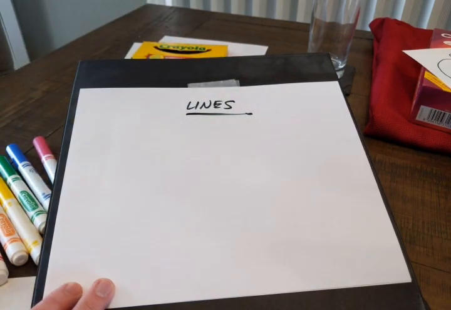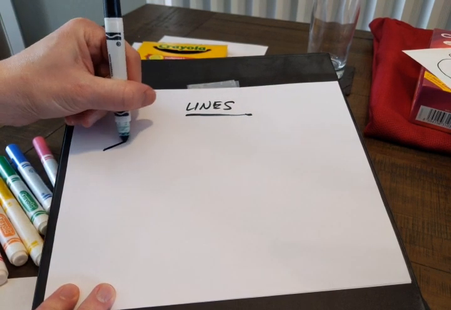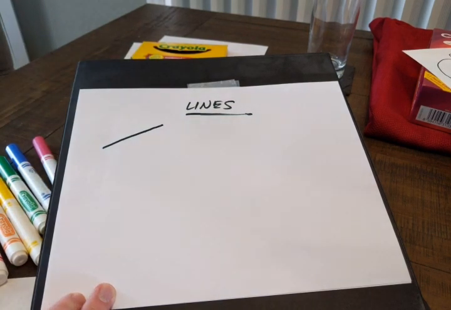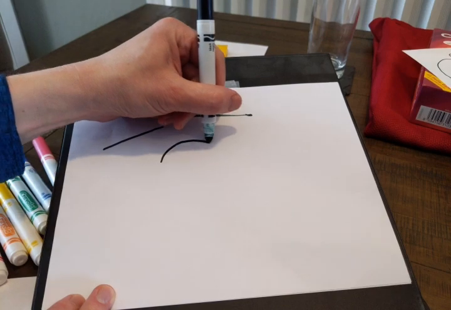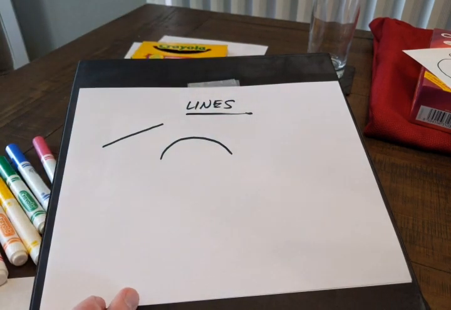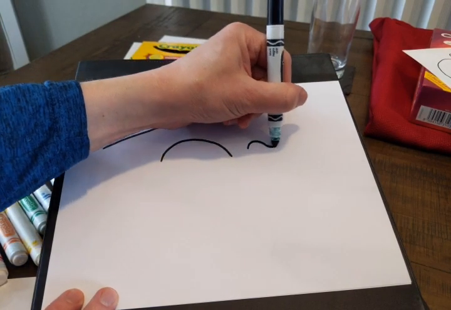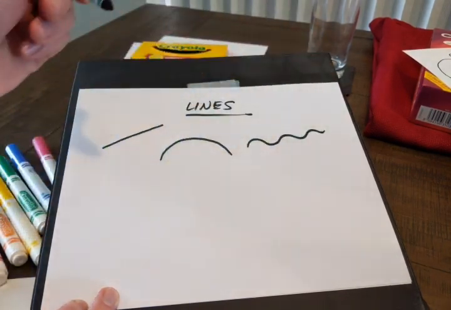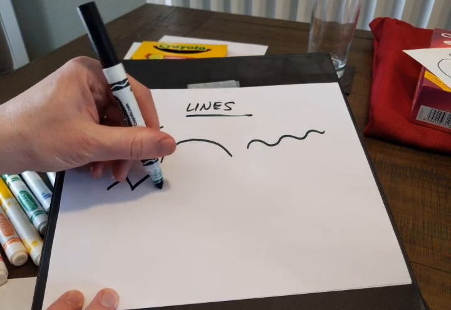So, let's start with what kinds of lines do we know? Shout some out, kids. What are some we know? We know straight lines. Yeah. Good. Curvy lines. Good. We know curvy lines. Hey, yeah, we can keep that going. We can turn that into a wavy line. Or I can make that sort of sharper and go a zigzag line.